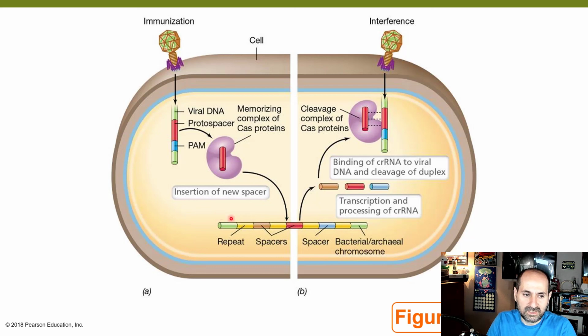In its genome, it's got these repeats, right? It's got a repeat spacer, repeat spacer, repeat spacer, repeat spacer. And what it does is it takes this DNA, this is the protospacer, the new spacer, and it inserts that between the repeats. Does that make sense? So now it's incorporated that genomic DNA from the virus, and this all is part of the immunization part of the CRISPR system. So this is how it gains the memory for next time.